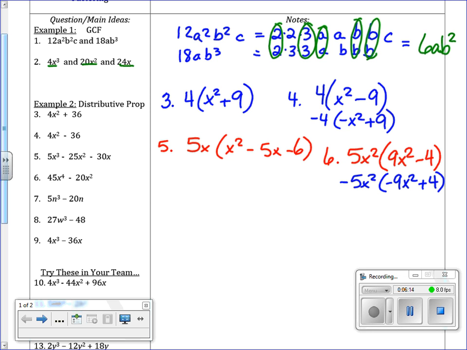Okay, number 7. Let's see. For number 7, I would go ahead and pull out the 5n, and that would be multiplied to n squared minus 4.